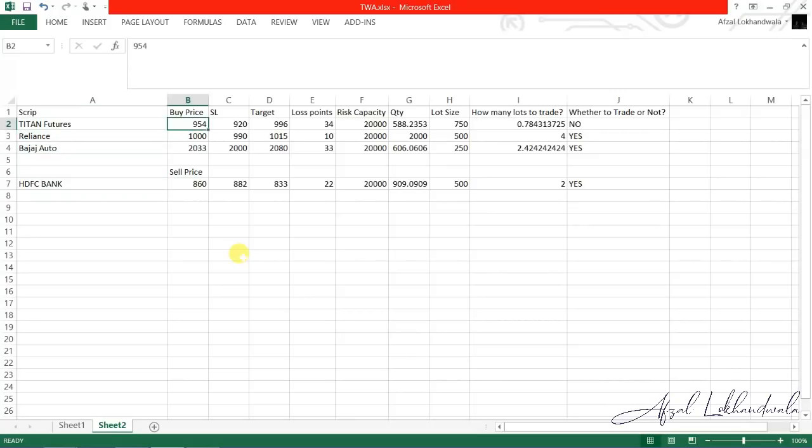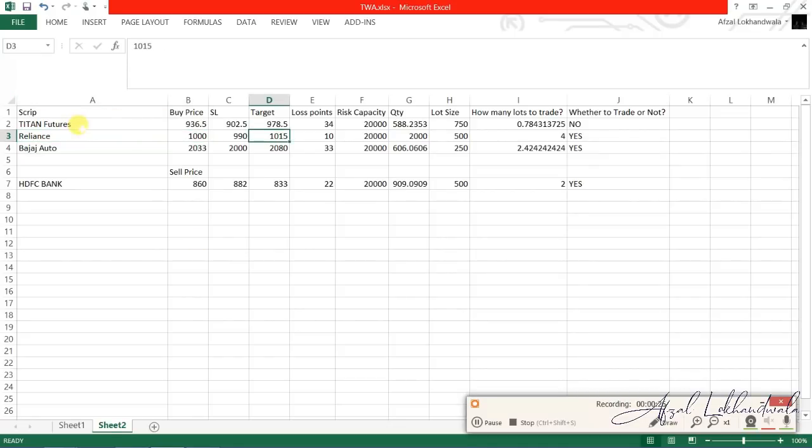Now if you want to take this trade of Titan futures long, let me just revise the levels for you right now. Let us say that you can buy Titan futures below 936.5. This is the trade with a stop loss of 902.5 and a target of 978.5.